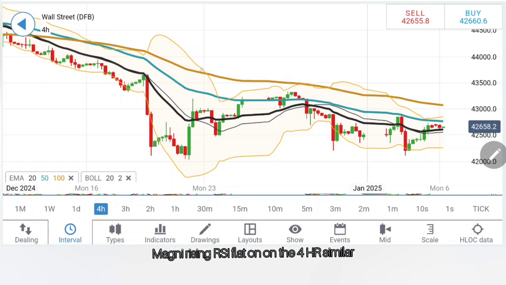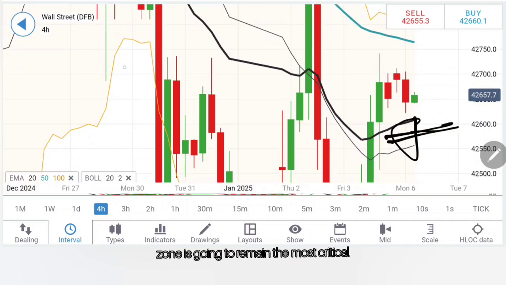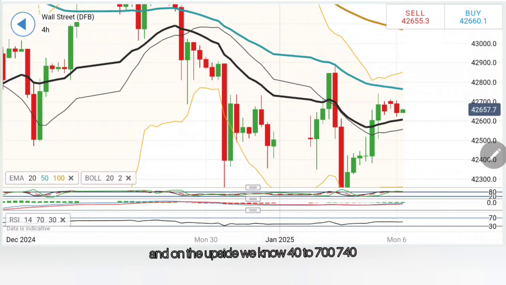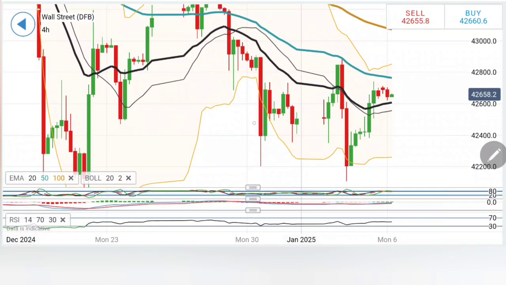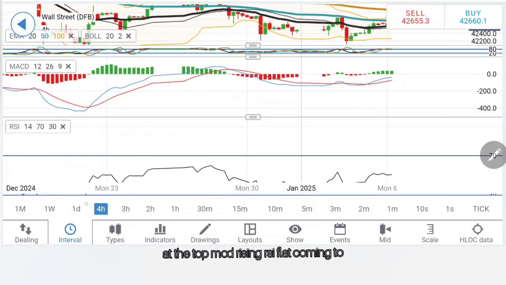On the 4-hour chart, similar observation. The 20 period moving average should be a good support and the median of the bullish band. So this zone is going to remain the most critical support zone for US30 on the downside. And on the upside, we know 42,700, 740 zone is something you should watch out for. The stochastic at the top, MACD rising, RSI flat.